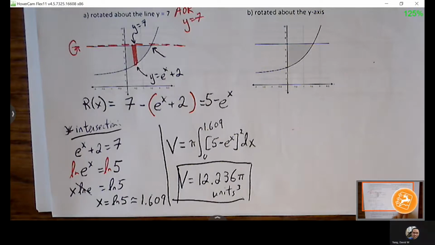Okay, try part B. What's different about part B and what's going to make this problem a little bit longer? Right minus left, right? Vertical axis, horizontal radius means the equation is not ready for us. We have to rewrite the equation before we can use it.